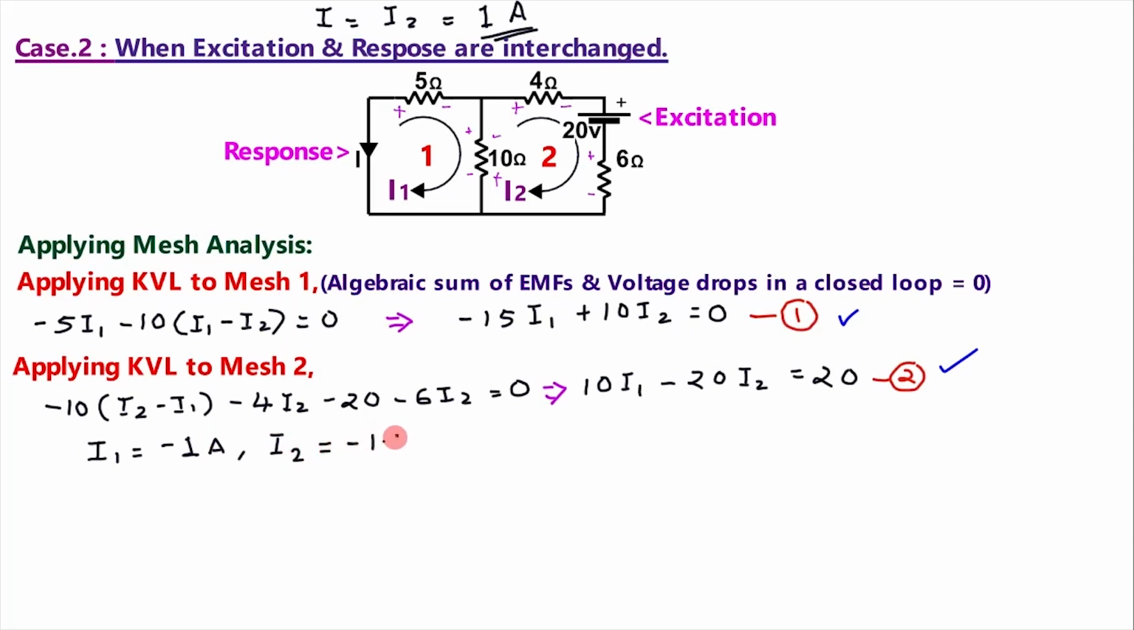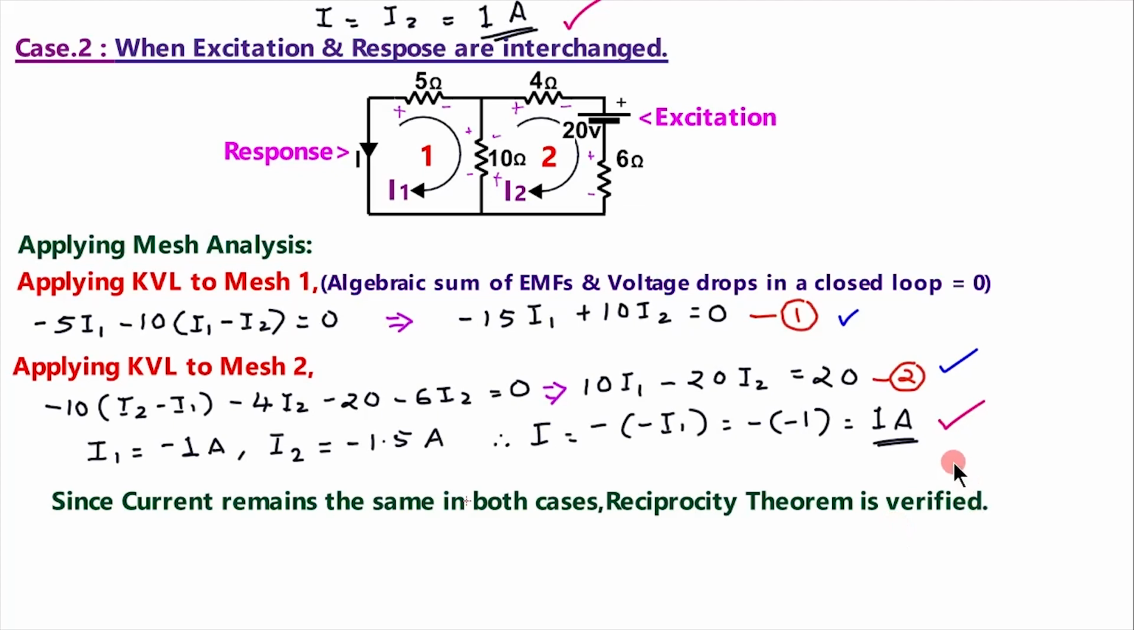to minus 1 ampere and I2 is equal to minus 1.5 ampere. But see here I1 is in this direction. So I is equal to minus of minus I1, that is minus 1, which is 1 ampere. In case 1, we got I is equal to 1 ampere when it was on right side, and in case 2 when excitation and response are interchanged, here also we got I is equal to 1 ampere. Since current remains the same in both cases, reciprocity theorem is verified.